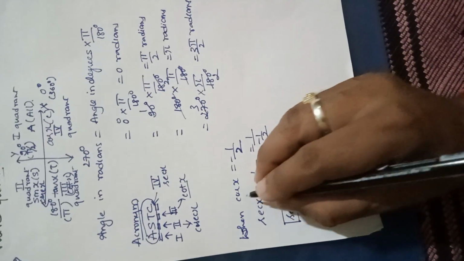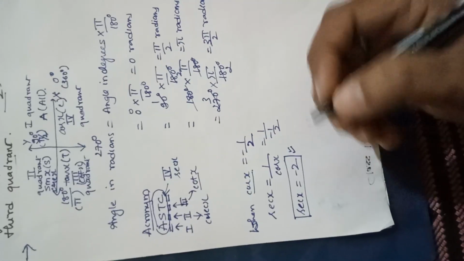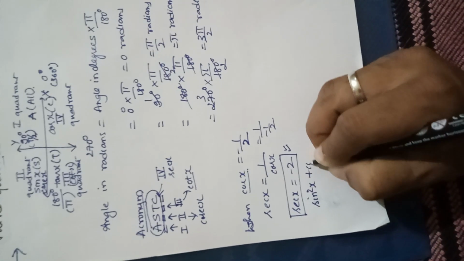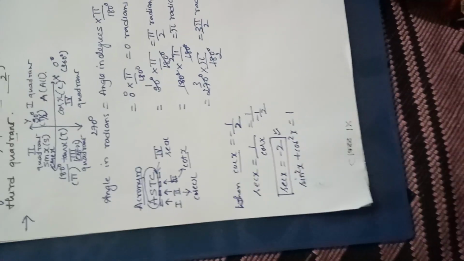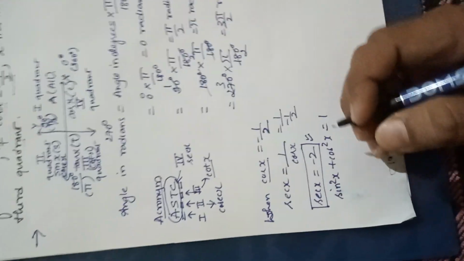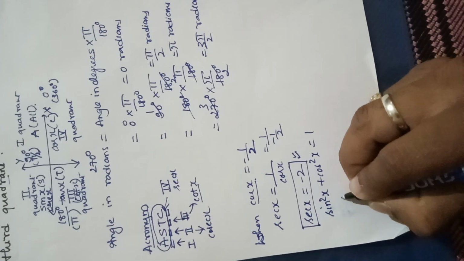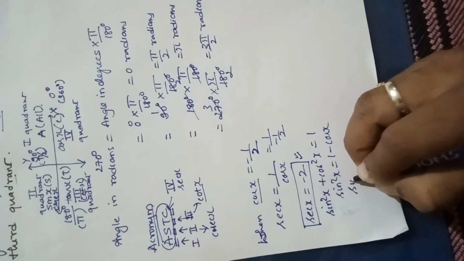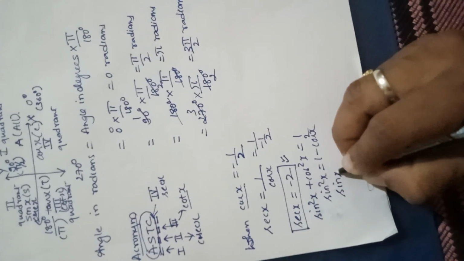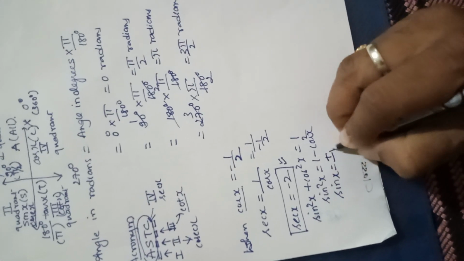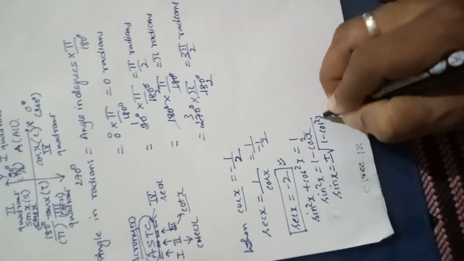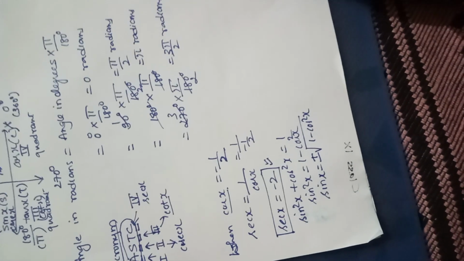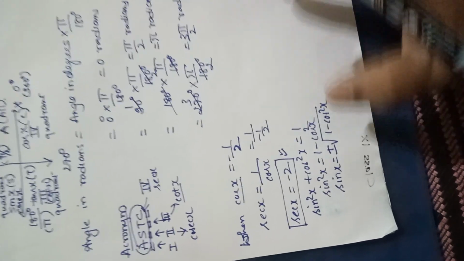Now how to find out the value of sin x? We know that sin square x plus cos square x is equal to 1. This is one of the trigonometric identities which we have learnt in 10th standard. So from this I can write sin square x as 1 minus cos square x, or sin x as plus or minus square root of 1 minus cos square x. So this is very important. We had not considered plus or minus in 10th standard, but here we are considering.